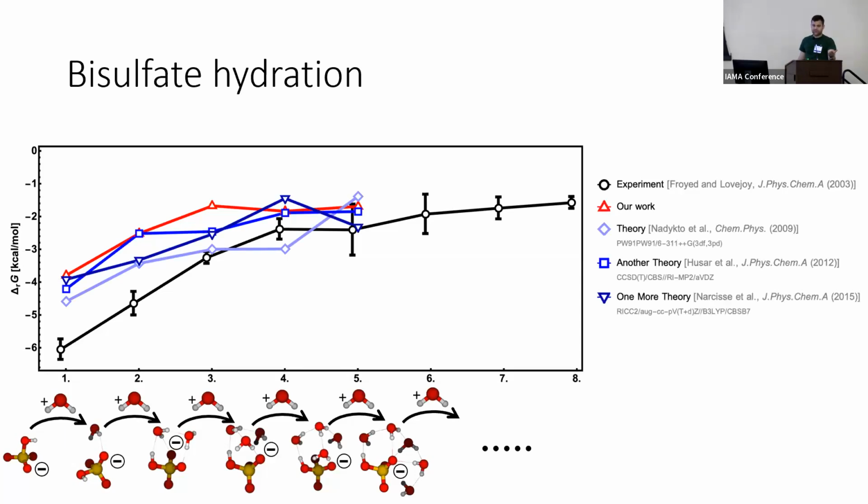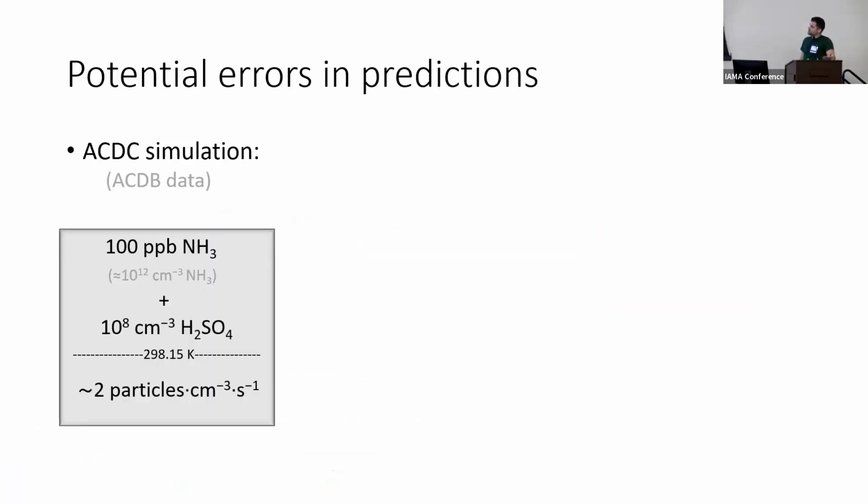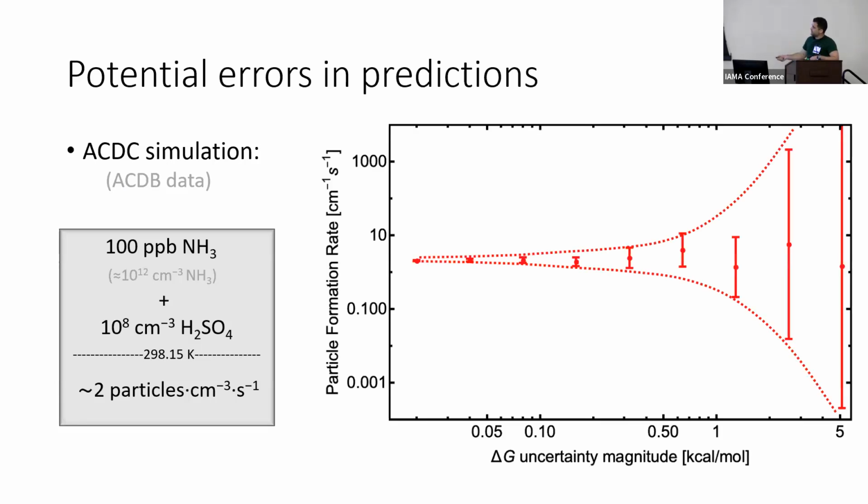Is it actually important for modeling new particle formation in the atmosphere? Well, let's pick some virtual chamber. I will use this ACDC, what I taught at the beginning. I will put some ammonia and sulfuric acid into the virtual chamber and observe how many particles are formed. And there are like 2 particles formed in a sugar cube volume per second. But this is when I'm assuming the chemical data are correct. I mean, very certain. But if they are uncertain, so this is the particle formation, these 2 particles per cubic centimeter per second.